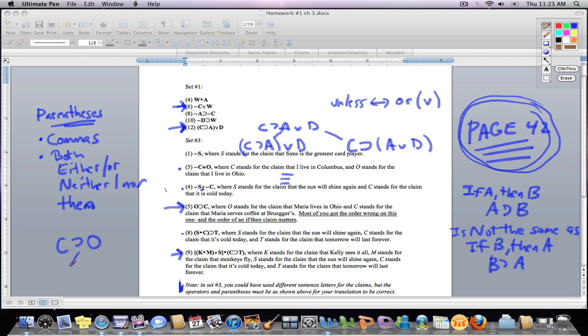Anytime you write that down, you just got to look at your two options and check. Is it as you started out, or do you flip the order? Over at the left, this says if Maria serves coffee at Brugger's, then she lives in Ohio. Over here to the right, it says if Maria lives in Ohio, then she serves coffee at Brugger's. And we just got to look at the language here. And when we say Maria serves coffee at Brugger's if she lives in Ohio, that's it. This is the correct one.